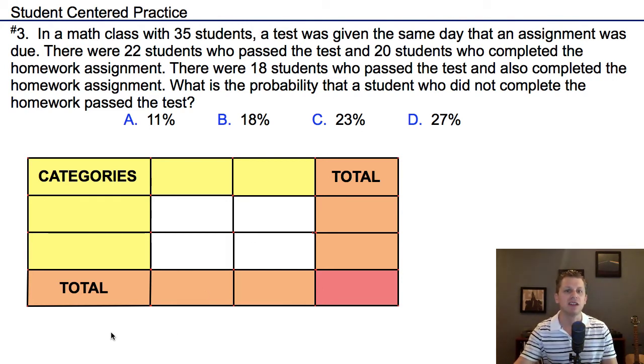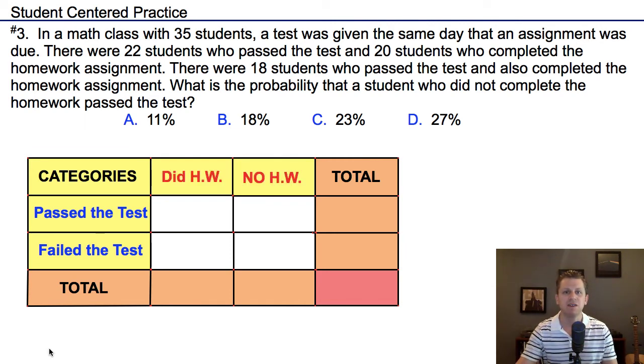So let's fill in these. I know one of them is pass the test or not pass the test. I could write that as pass and fail. The next category is did the homework and didn't do the homework. Now let's fill in the information that we have. It says in a math class of 35 students, put that down in the grand total. 22 passed the test. So here, passed the test, we have 22 in the total there. 20 students completed the homework. So here, the total of students that completed the homework was 20. And finally, there were 18 students who passed the test and also completed the homework. Put that 18 there.